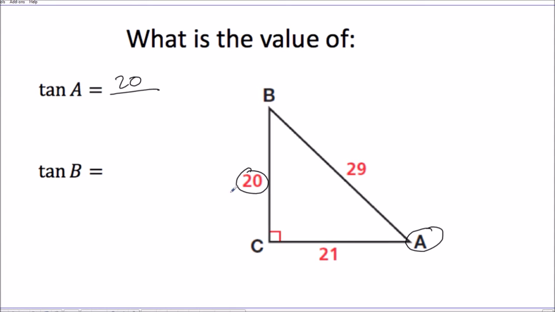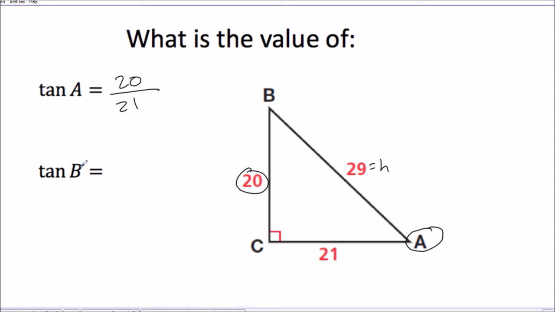Which side is the adjacent? Is it 21 or 29? Well, they're both adjacent. We're going to say it's 21 because 29 is the hypotenuse. So I'm going to call that the adjacent. Okay, so 20 over 21. And y'all, that's done. That's the value of tan A. It's 20 over 21. What about B?